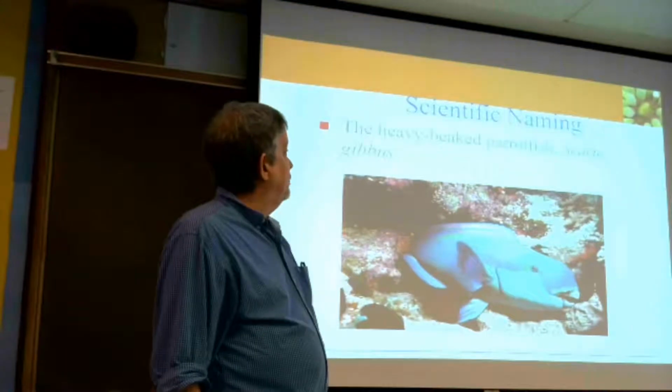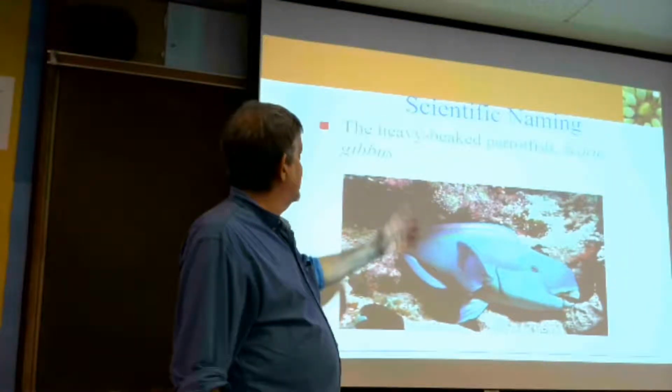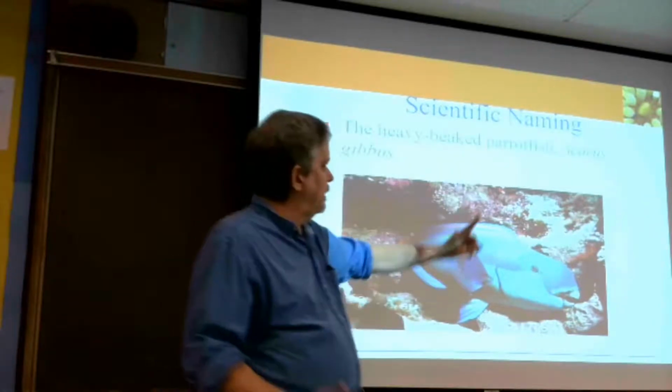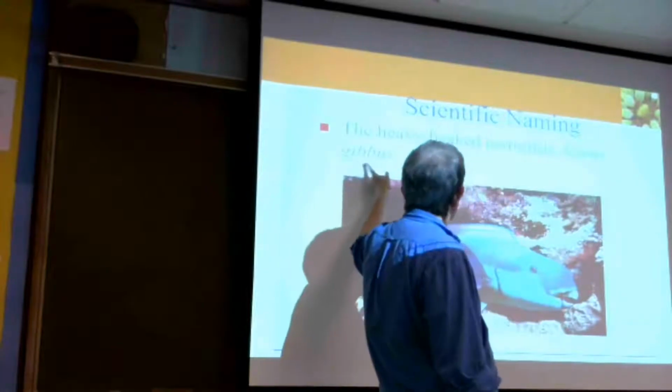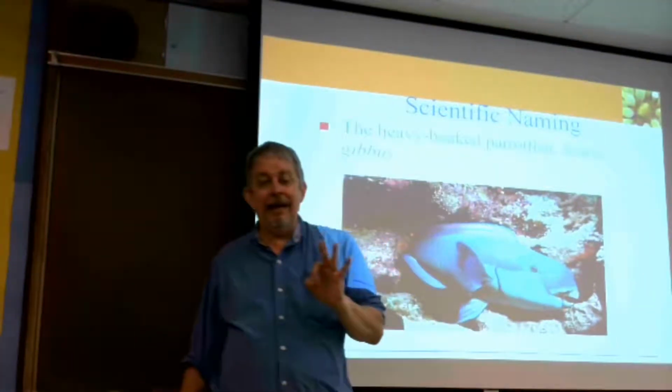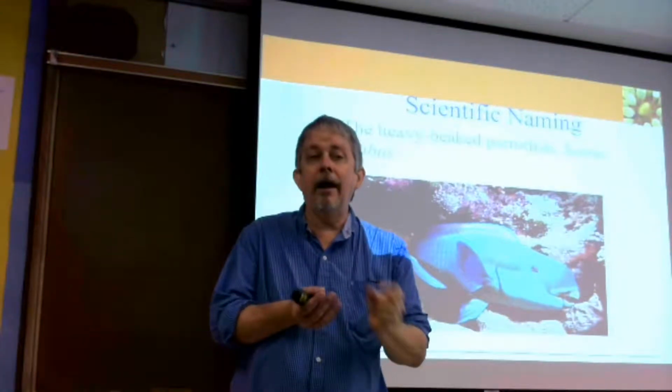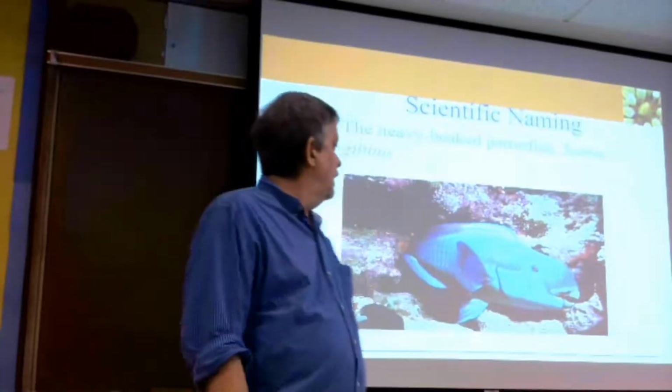Here is a heavy-beaked parrotfish, which is Scarus gibbus. And so Scarus is the genus. The genus name is always capitalized. And you'll notice that it is italicized. The genus and species name either has to be italicized or underlined. So if you are writing it out, you underline the genus and species.